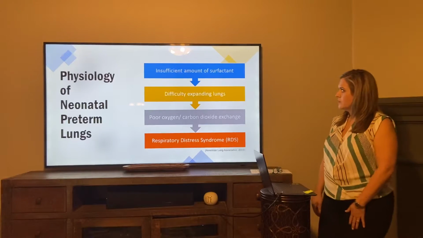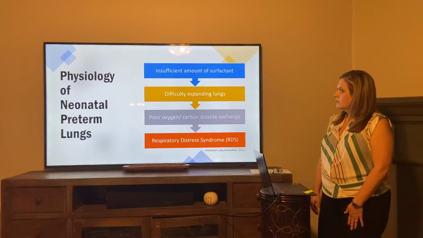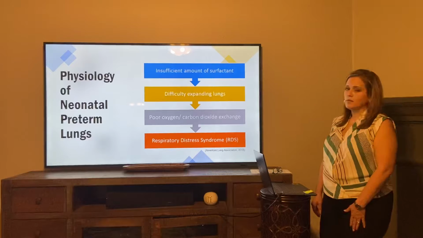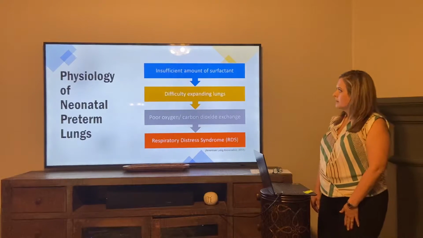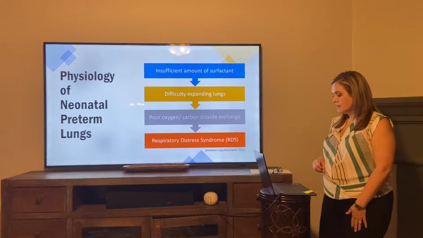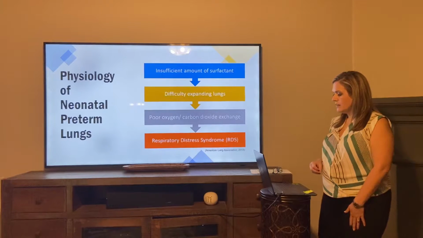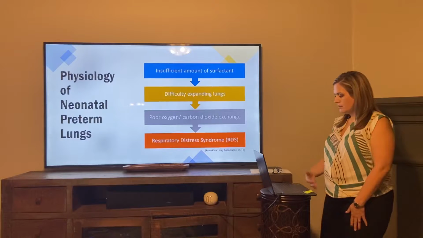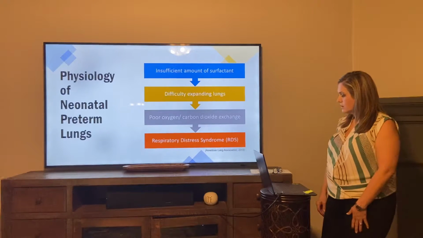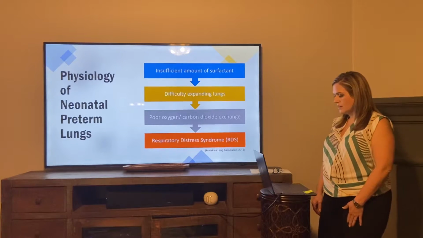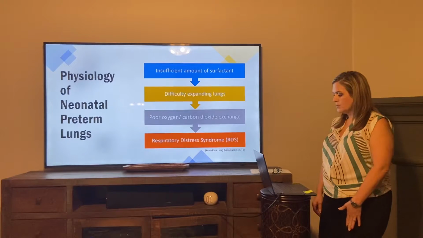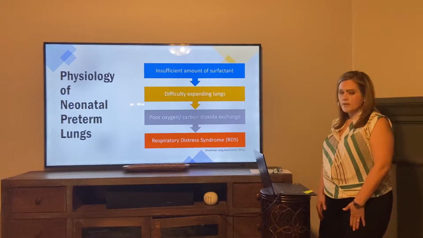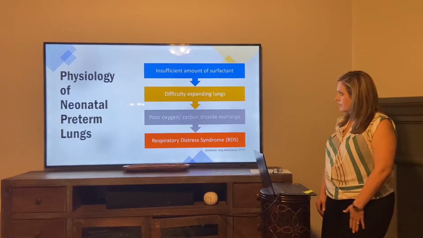Physiology of neonatal preterm lungs. When an infant is preterm, there is typically an insufficient amount of surfactant produced. The surfactant lubricates the alveoli and keeps them inflated when there's little air in the lungs, like whenever you exhale. Surfactant production starts between 26 to 29 weeks gestation, and by 35 weeks there should be sufficient surfactant to avoid the need for additional surfactant treatment at delivery.